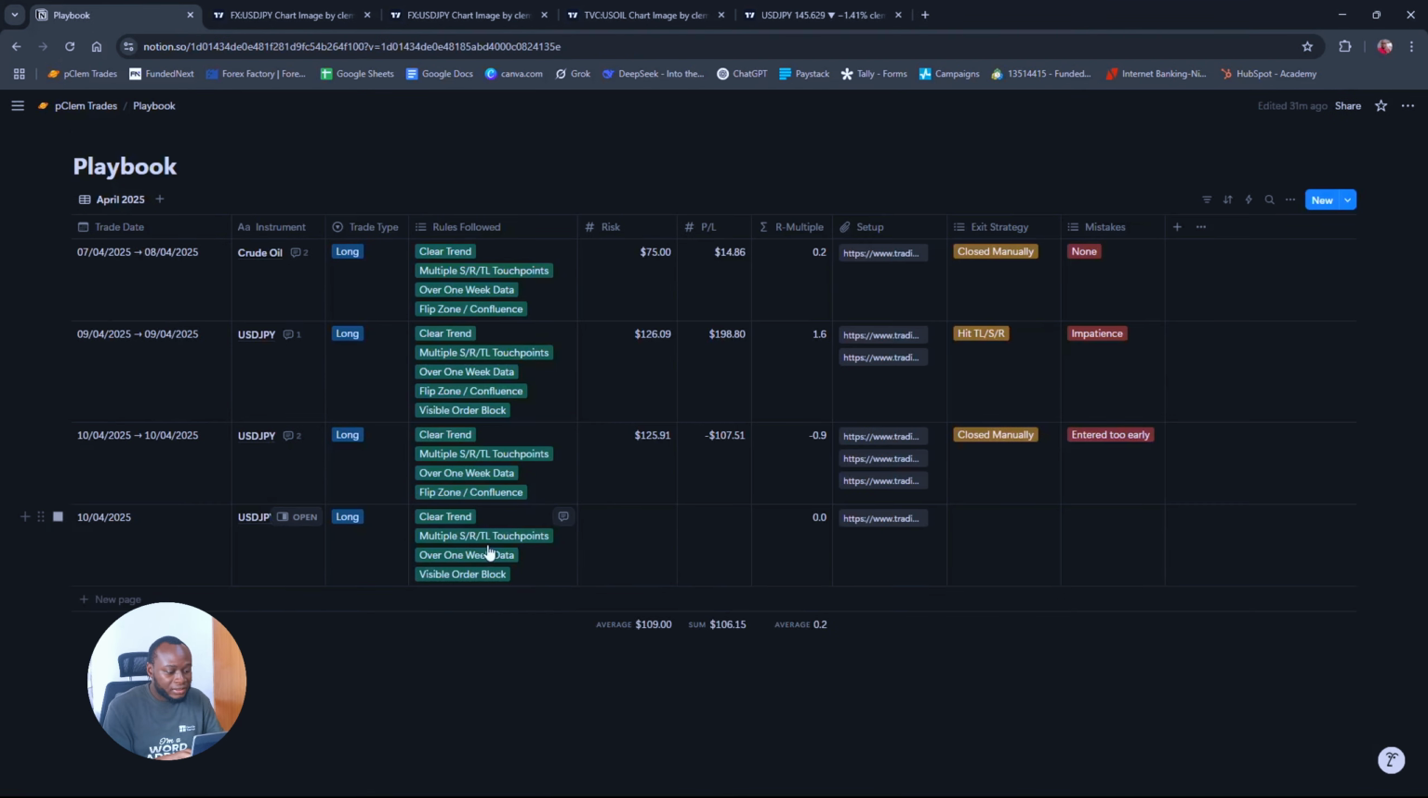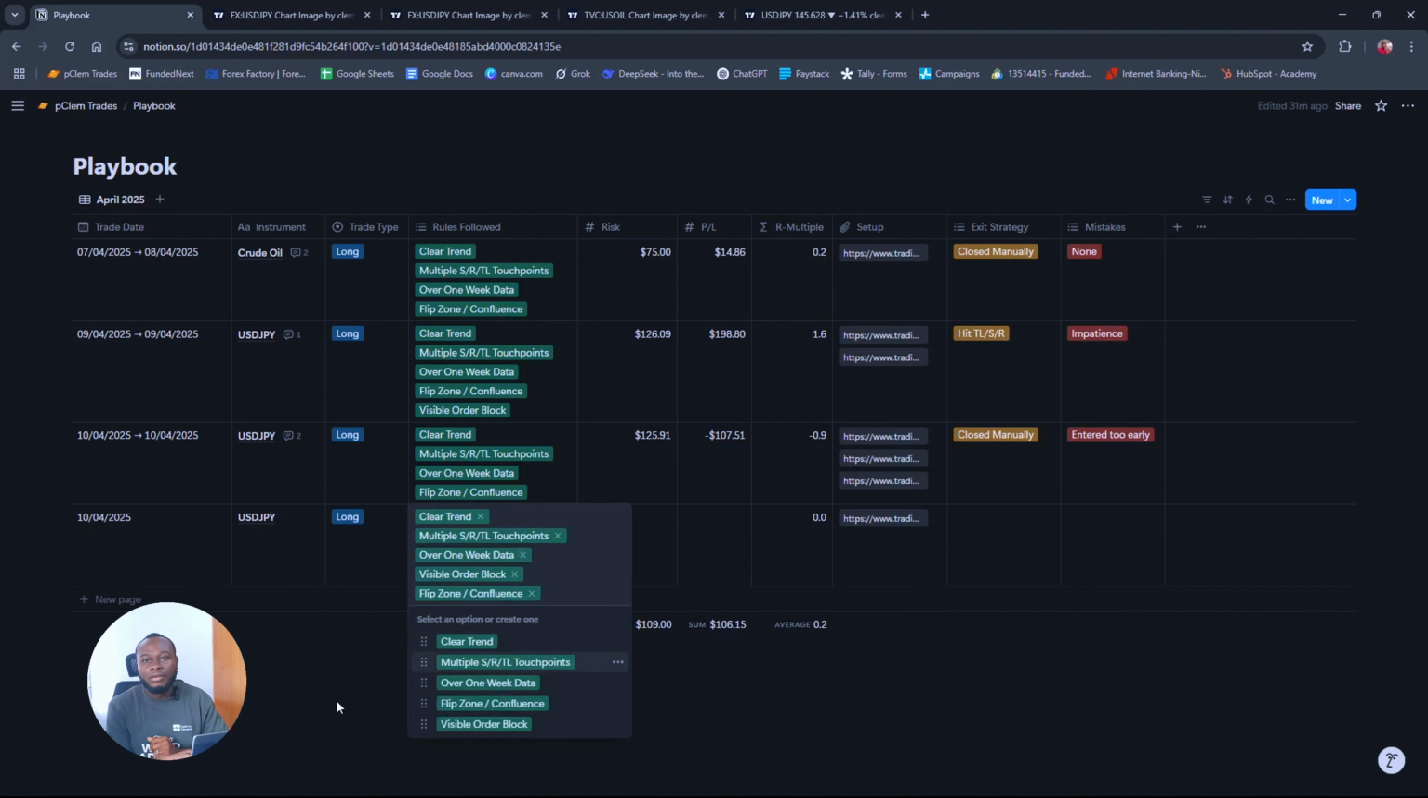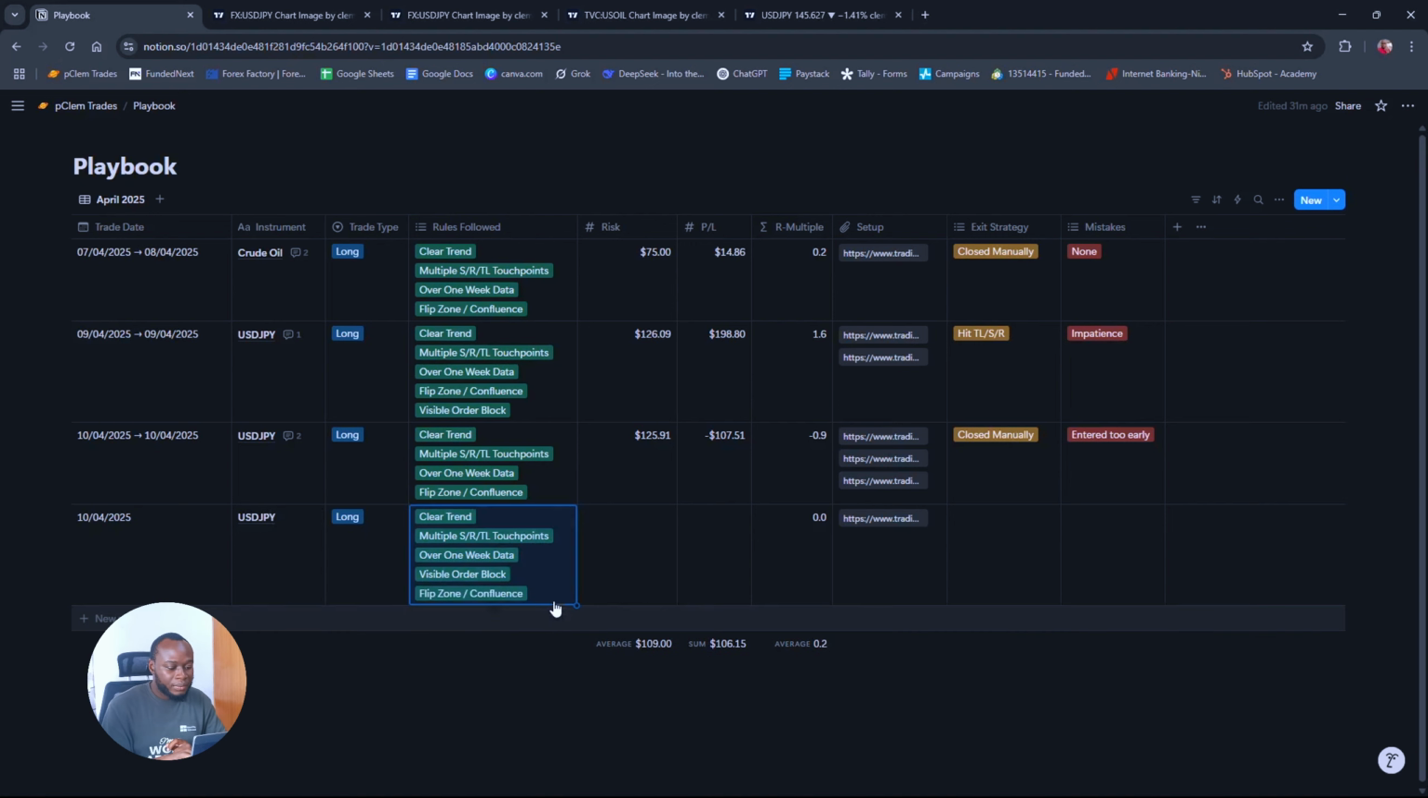So I have a clear trend, I have multiple touch points, and I have over a week of data, and I have a visible order block, and I have a flip zone. So this also makes this an A+ setup for me. Right, so we are going to see how that would go. I'm going to make a video on that later, right?